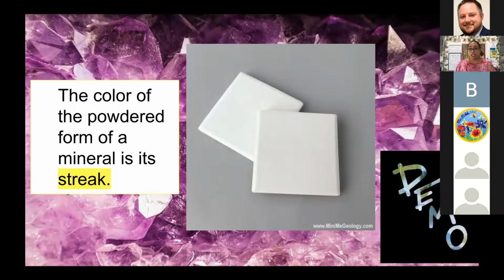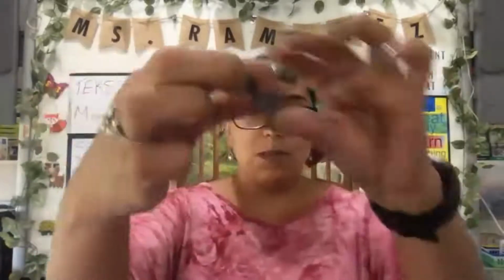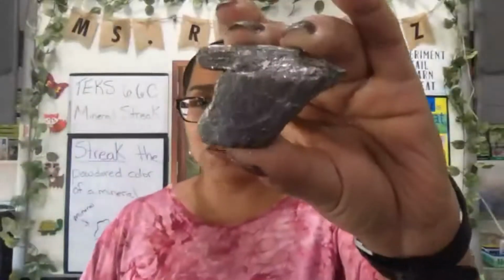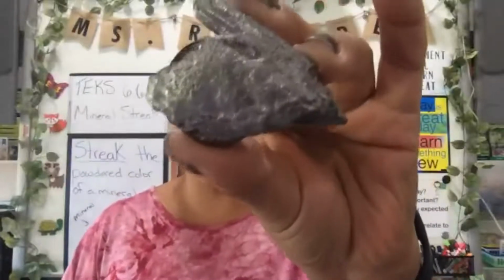So I'm actually going to stop my screen share, and we're going to do a demonstration of how to use that streak plate. So I'm going to stop that screen share and let me pull up my face full view so that you guys can see it. We're going to look at mineral number 1, which is this mineral right here. It has a pretty interesting color. It's kind of like a dark gray.